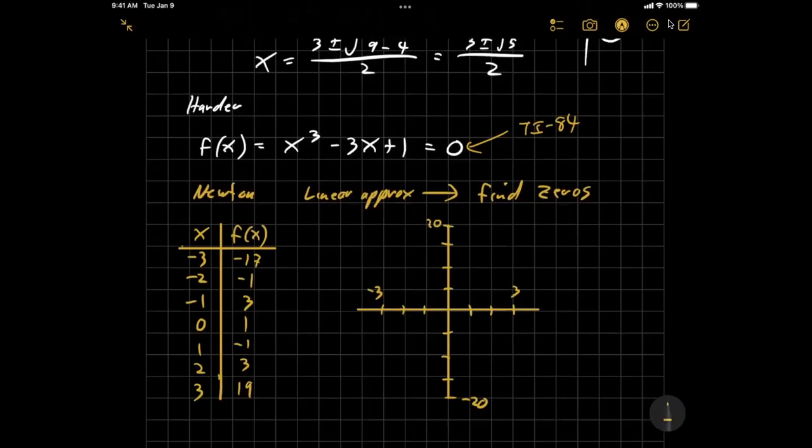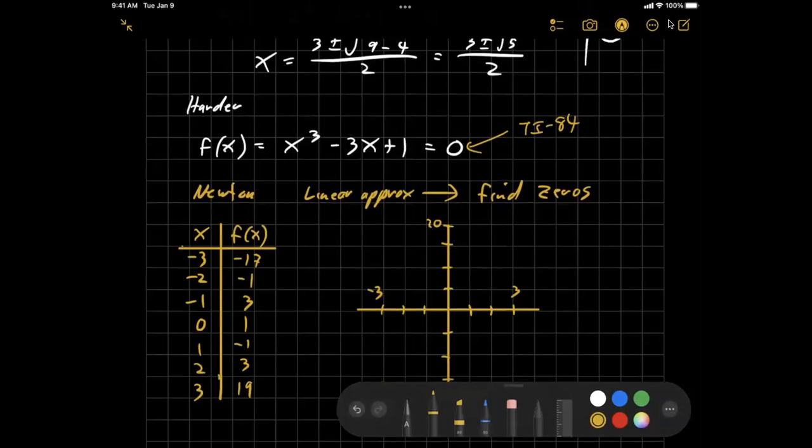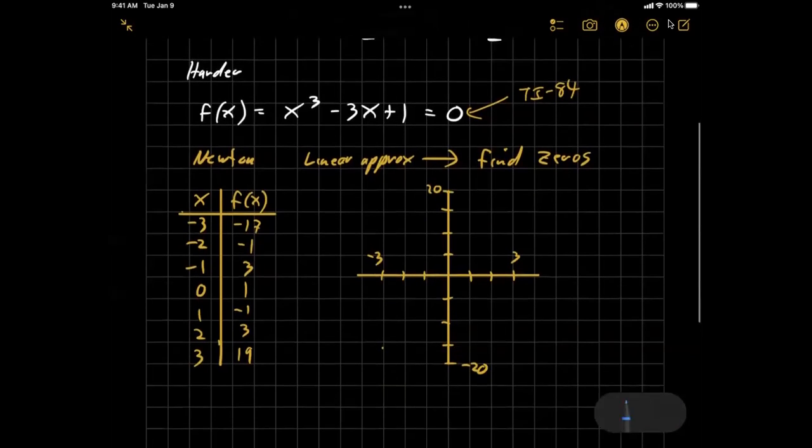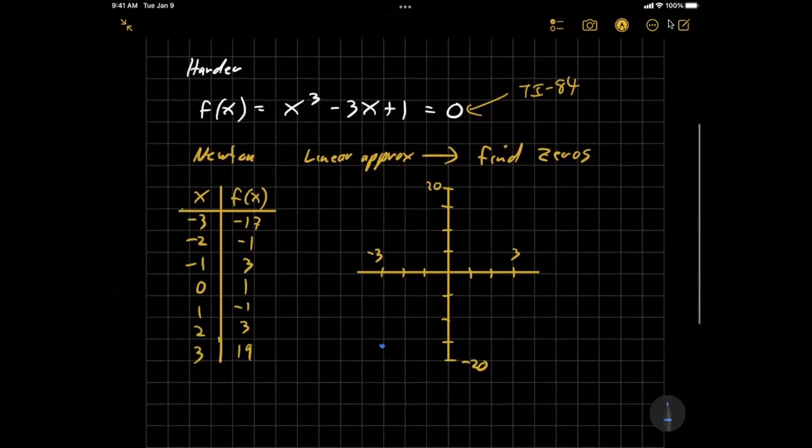If we were to quickly put in our points, let me switch colors here. The first point would be about there. The second point would be about there. Third point would be about there. And then let's see, 0, 1. 1, -1, right about there. 2, 3, that's about there. And 3, 19 is up there, right?